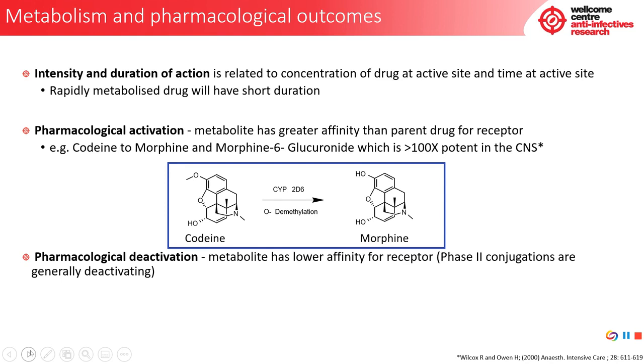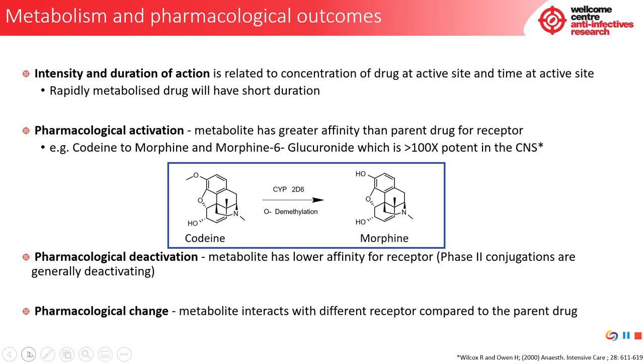We could have pharmacological deactivation where a metabolite has lower affinity for the receptor, which generally is the case with phase 2 conjugations, which could be classified as a deactivating process. We could have a pharmacological change where the metabolite interacts with a different set of receptors from that which the parent interacts with.